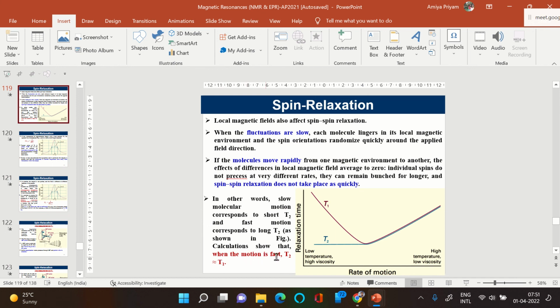From the graph, we also see that at very high viscosity, at this point, the two are equal. T1 and T2 become equal.